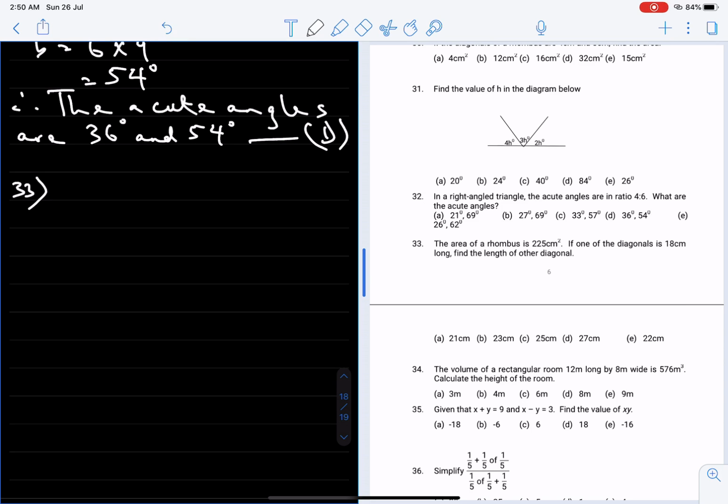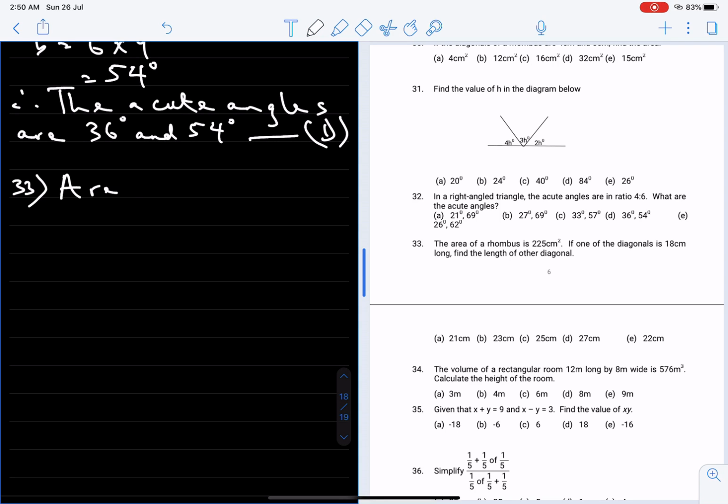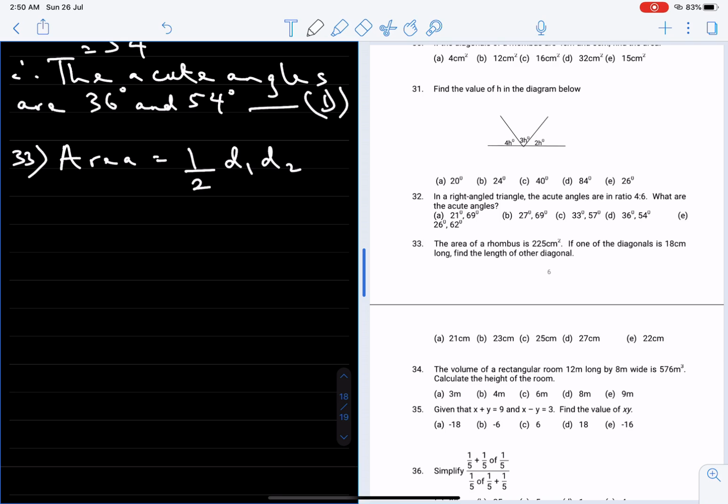33, very quickly. The area of a rhombus is 225 centimeters squared. If one of the diagonals is 18 centimeters long, find the length of the other diagonal. Of course, the area of a rhombus is given by the formula half D1 D2, where D1 and D2 are its diagonals.